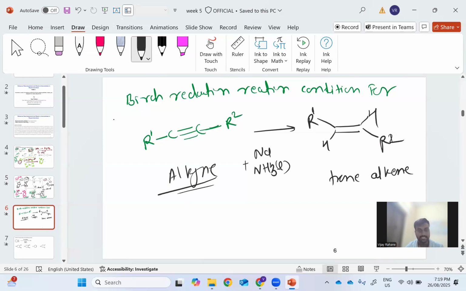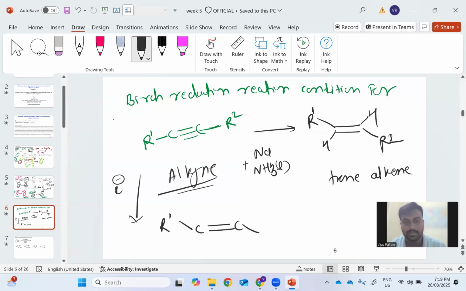So what is the intermediate involved in this one? When this reaction takes one electron, it forms the R dash, and here there will be a C triple bond, sorry, double bond now, and there will be an R2, and this is negatively charged, and this is the radical.